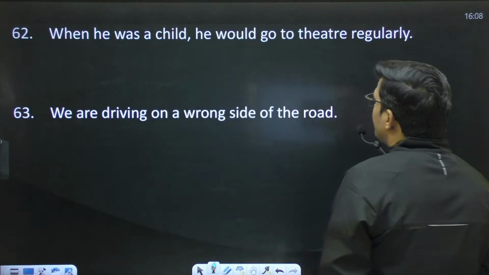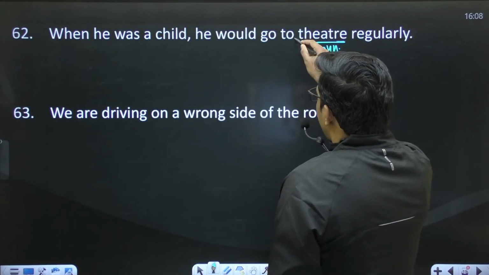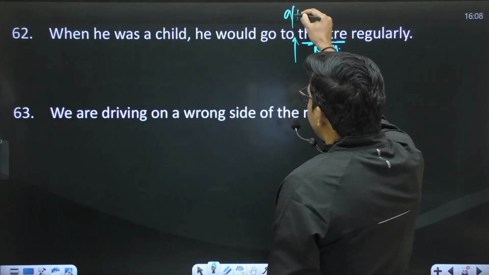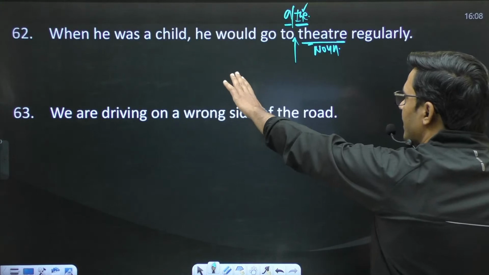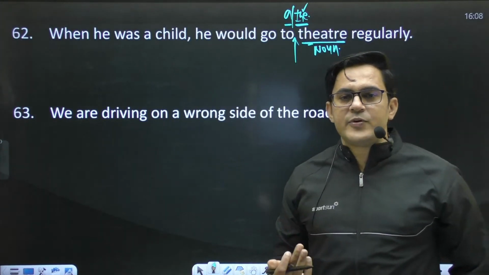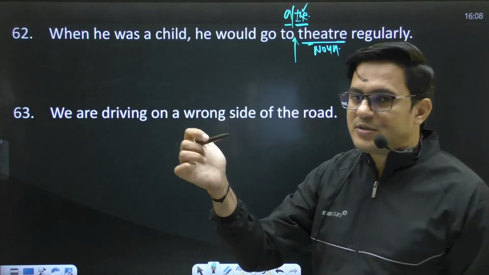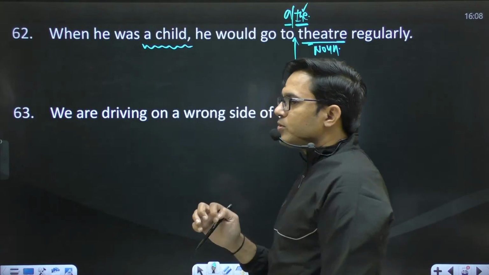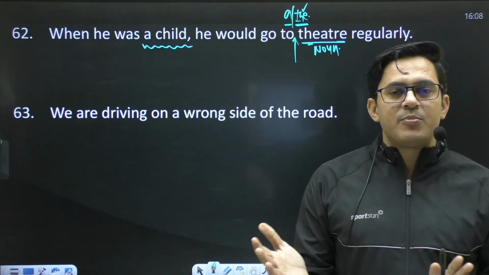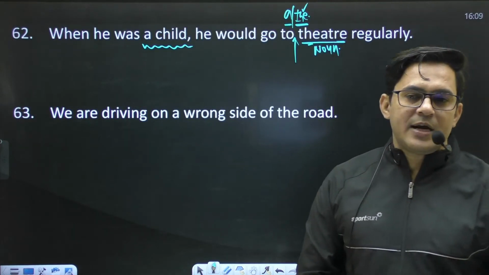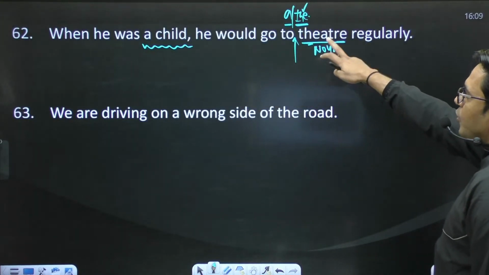When he was a child, he would go to theater regularly. Okay, this theater is a noun, and this noun must be definite or indefinite. Either the article a or the can be used, and the more preferable is the article the. So the sentence will be: when he was a child, he would go to the theater regularly. Any definite theater, you can say, meaning the nearby theater, whatever there was, because it is said when he was a child. In childhood, we don't approach various theaters. We just approach the theater which is nearby to your place. So just make it definite, and to make it definite, use the article the. Article the will be more appropriate. When he was a child, he would go to the theater regularly.